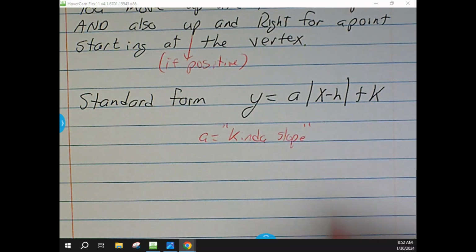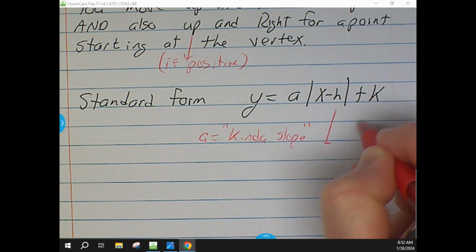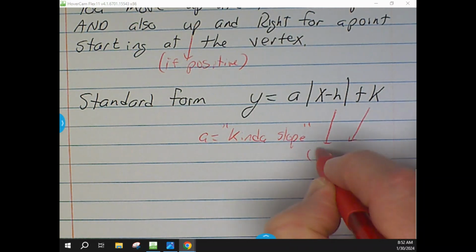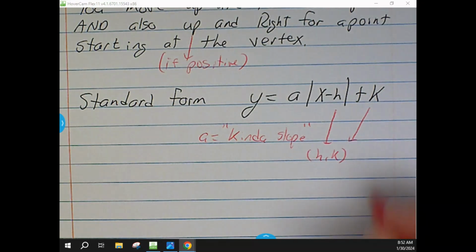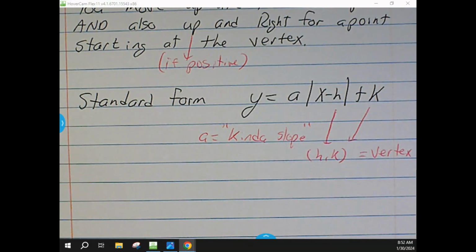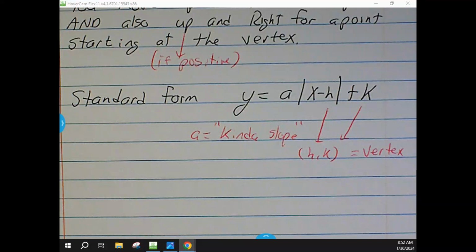The h value that's here and the k value that's here, the hk is your vertex. So yesterday when we were doing all the movements and knowing if it was inside and outside, what it was going to do in that case, that was kind of tying everything back in there.